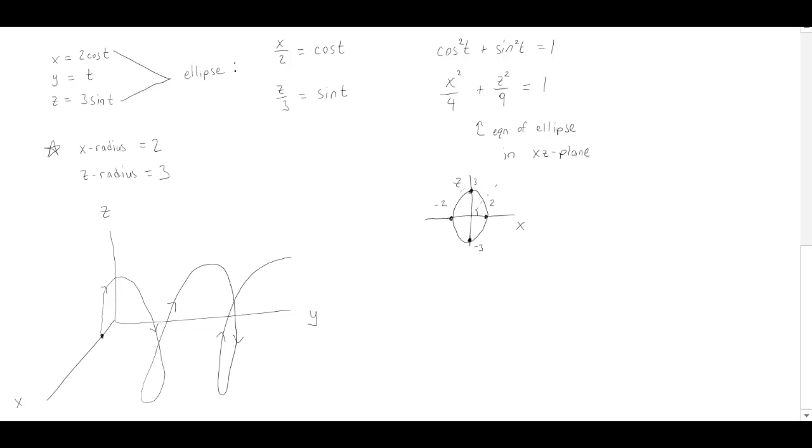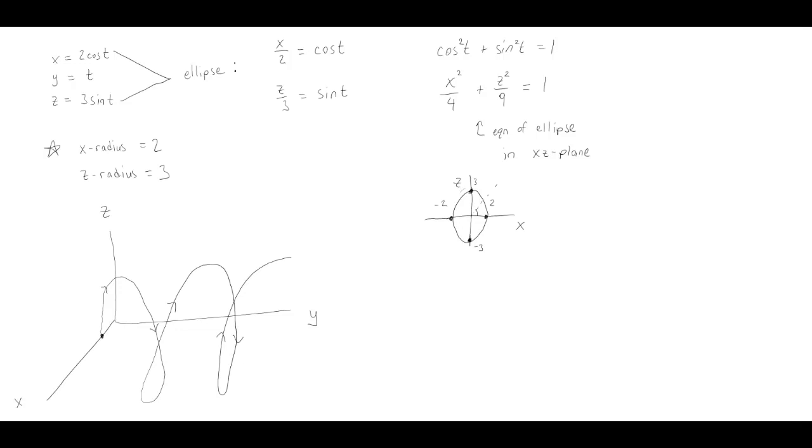Yeah, so it's just like I want to draw an ellipse, but I want to be moving outward along the y-axis. Because as my angle is changing, my y is changing with it. Okay? All right, any questions about that one?